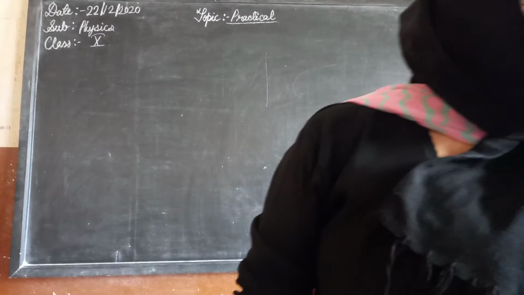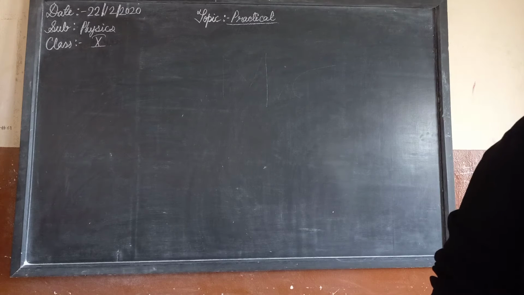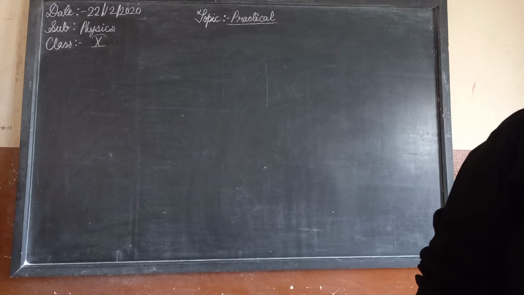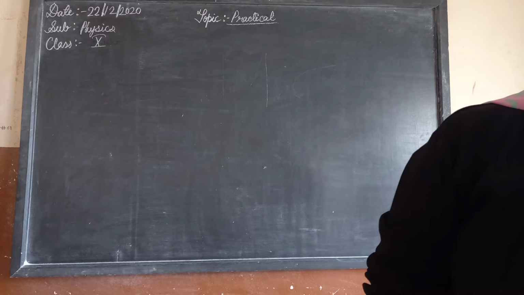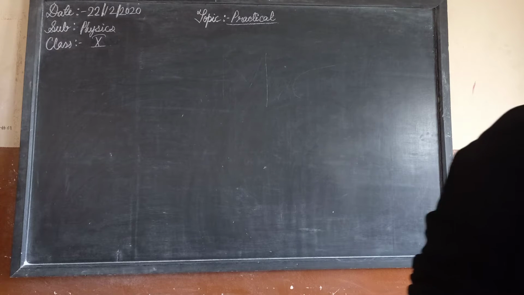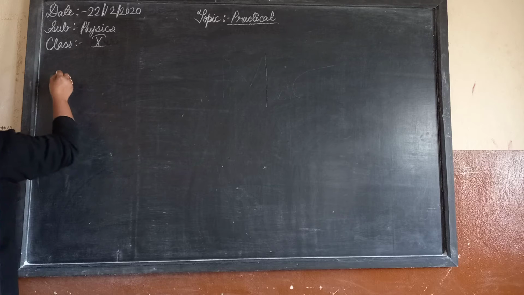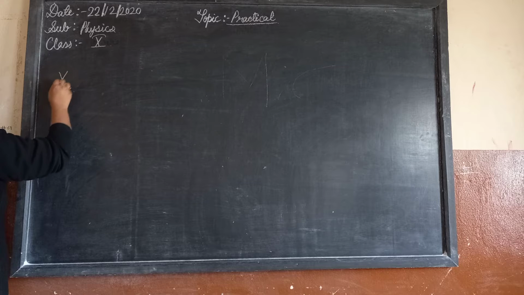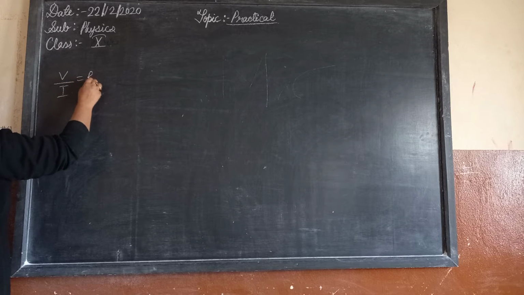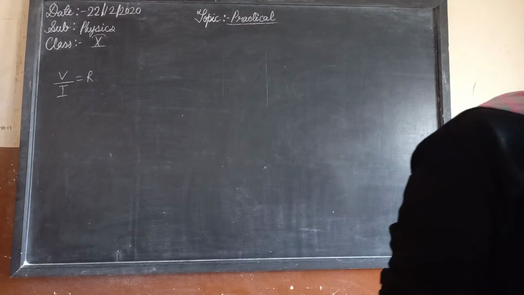The first practical is to study the dependence of the potential difference V across a resistor on the current I passing through it, and determine the resistance, also plot a graph between V and I. So in this particular experiment, which is experiment number 1, or you can say experiment number 4 in your book, what we have to calculate is V upon I equal to R. The ratio of V upon I is equal to R itself.